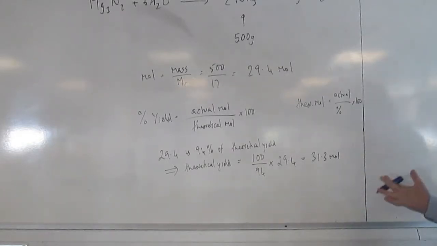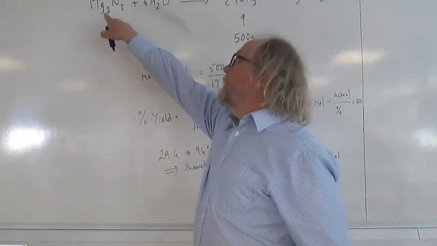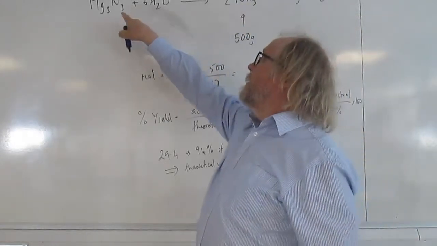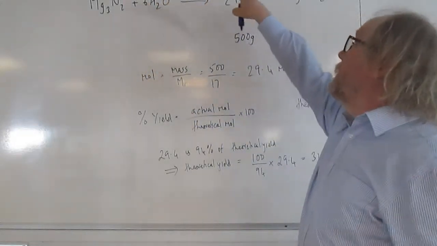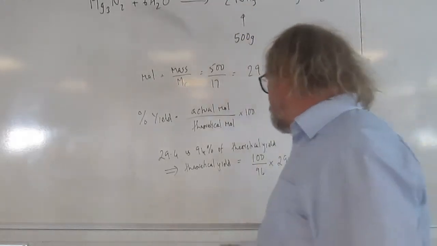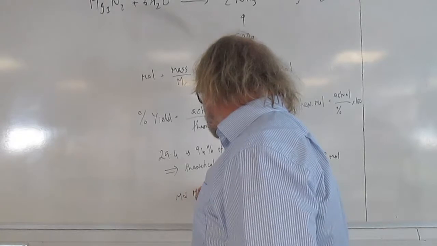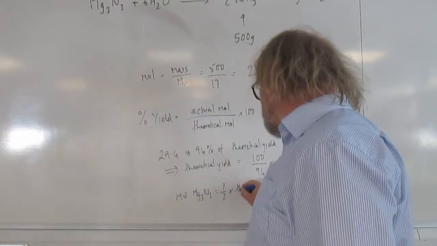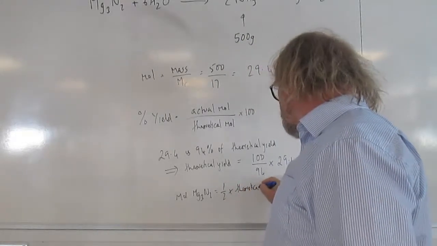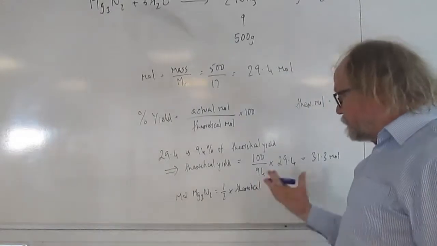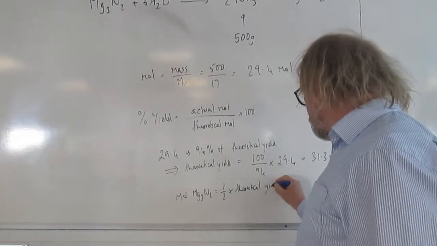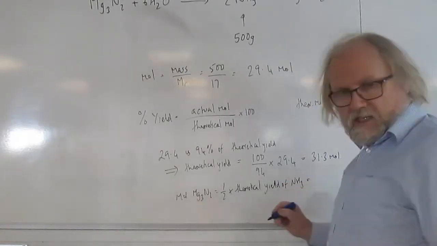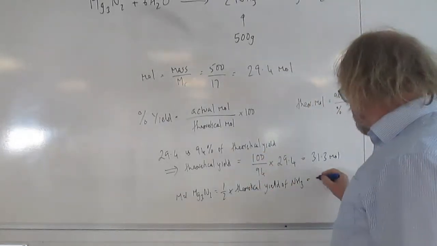So then you think, okay, well, how does that help me? Well, theoretically, each mole of magnesium nitride gives you 2 moles of ammonia. So that means that the moles of magnesium nitride is half of the theoretical moles of ammonia. So that's the next step, that we get moles of magnesium nitride is a half of the theoretical yield of ammonia. Because that's what the equation says, and that's what the theoretical yield is. It's what the equation says you should get. Okay, so that's half of the theoretical yield of ammonia, which is 15.6 moles.